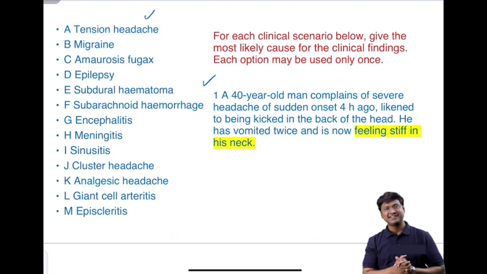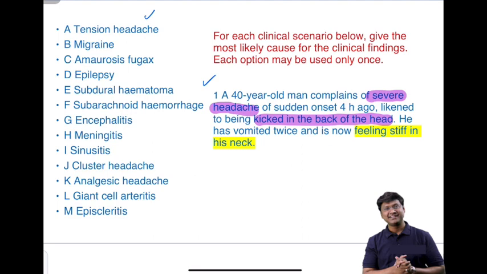The first clinical scenario is a 40-year-old man who complains of severe headache. This is very important. Severe headache of sudden onset 4 hours ago, likened to being kicked in the back of the head. He has vomited twice and is now feeling stiff in the neck. Among the options given to you, what is the likely diagnosis?